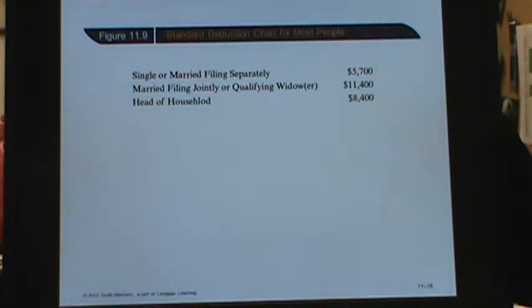The standard deduction for most people right now is, if you're single or married filing separately, your deduction is $5,700. If you're married filing jointly, or if you qualify as a widower, you get a deduction of $11,400. Head of household, $8,400.